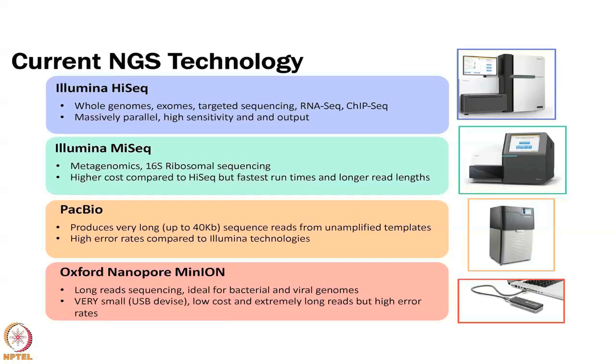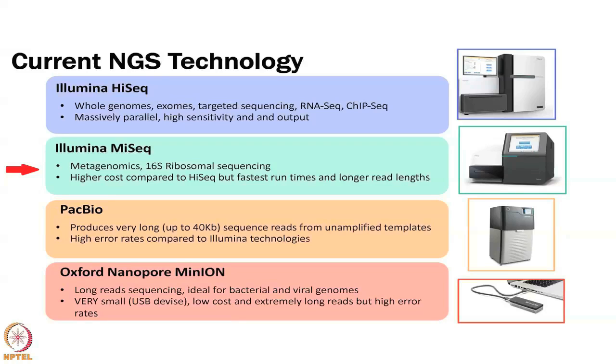So I included some current next-gen sequencing technology that's being used at the moment and sort of the newest instruments. The most common one at this point is Illumina HiSeq. I'm going to talk about why it's the most commonly used and what technologies they've come up with that have made it the most popular. Illumina HiSeq is commonly used for whole genome and exome sequencing, targeted sequencing, RNA sequencing, and ChIP-seq. You can parallelize a lot of samples at once. It's pretty fast, and it's highly sensitive and has a high output.